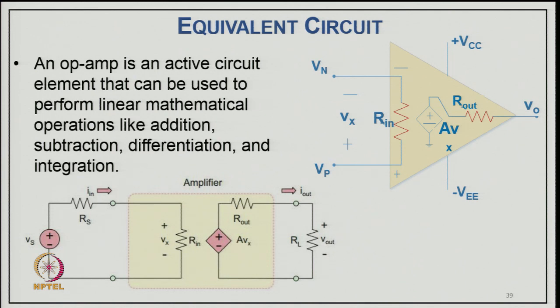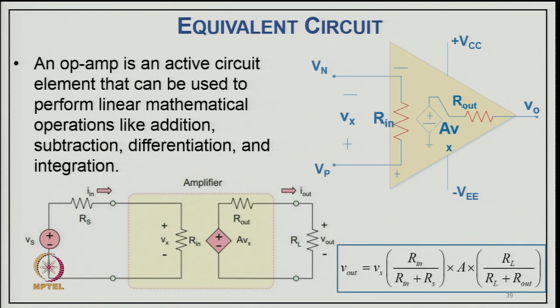So, the equivalent circuit of this has the input, with the input impedance of the source, followed by R_in, across which the voltage is supplied. On the output side we have a dependent voltage source, equivalent to A times the input voltage, plus R_out, feeding the load. Ideally we say we should have infinite input impedance, so that almost negligible current flows from the input side, and output resistance almost 0, so that there is no drop in the voltage when applied across the load. We can define V_out as V_s times R_in over R_in plus R_s, times A, the gain, times R_L over R_L plus R_out. That is the output signal we are supposed to get across the load.